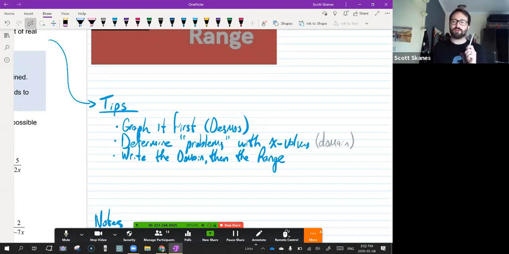Some tips. How do you get the domain and range? 3 steps or 3 tips that I'll give you. First tip, graph it. Put it into your phone, look at the graph, and try to figure out what the domain and range is. Second, determine any problems with the X values. So for example, if there are certain X values that don't exist on the graph, or there's a big space or anything, you note that down, you have to put it in the domain. Finally, the third step, write the domain, then write the range.